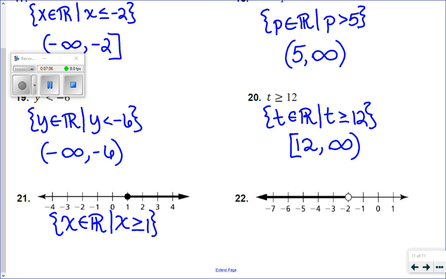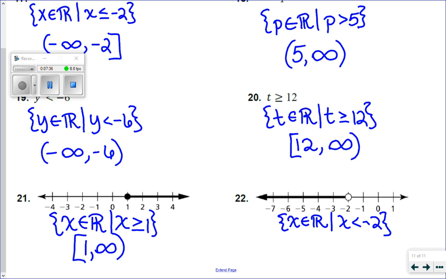And then as far as the interval notation, we're looking at starting at 1 and going toward positive infinity. I can see that really easily from the graph. 1 is included, infinity is never included. Okay, and last one on number 22, we're looking at all of the values, the set of all x's in the real number set such that x is less than negative 2.